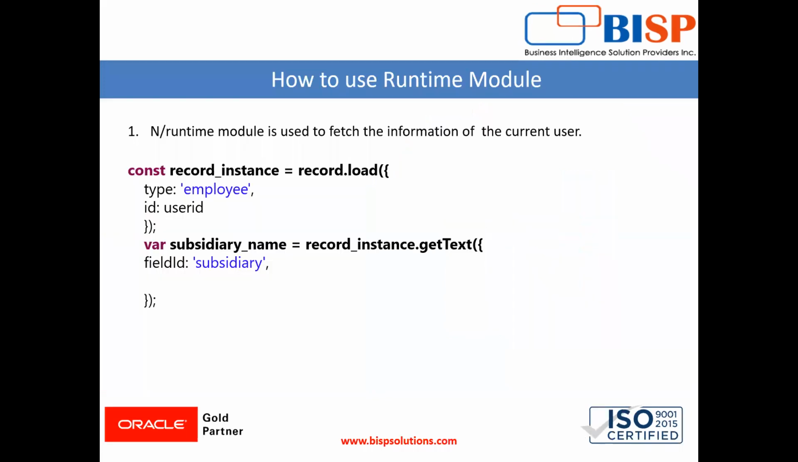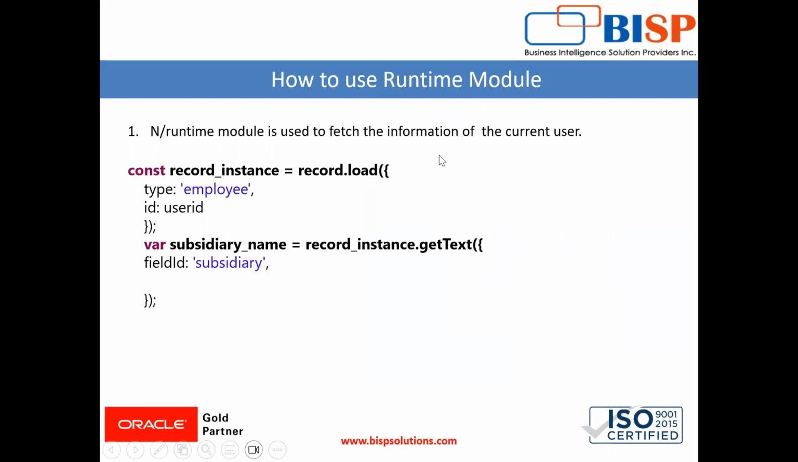Look at this record instance. Record instance, type employee, and whatever the user ID that we receive. Then subsidiary name. Right now here I have extracted the subsidiary name, record.instance dot getText, field ID, that is subsidiary. Now let me show you with an example.